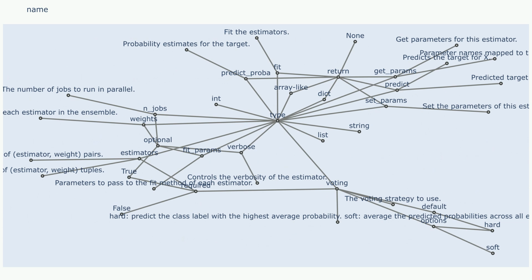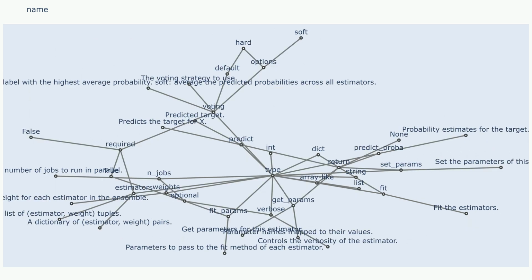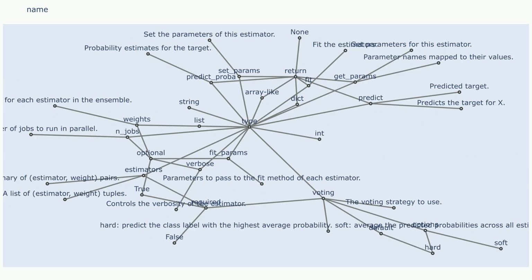Load the Boston housing dataset. boston = load_boston(). X = boston.data. y = boston.target. Split the data into training and testing sets. X_train, X_test, y_train, y_test = train_test_split(X, y, test_size=0.2, random_state=42). Define the individual models. Model 1: LinearRegression. Model 2: RandomForestRegressor(random_state=42).